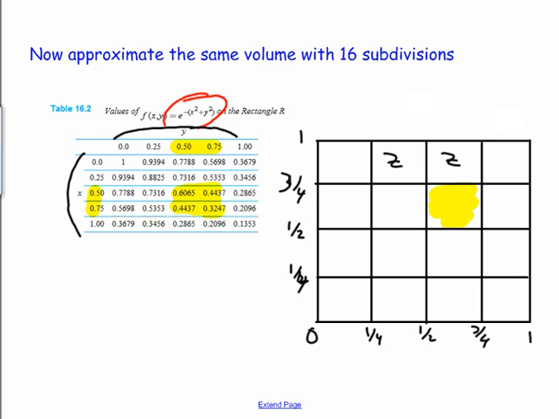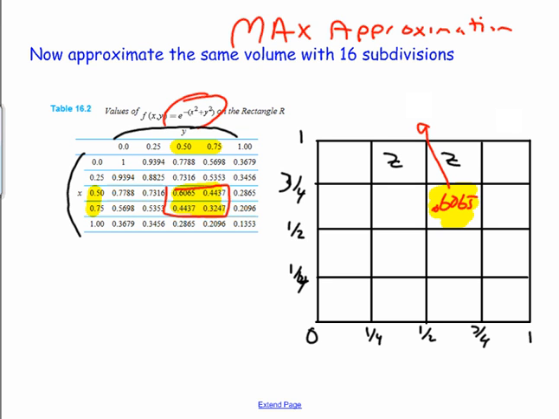So if I wanted to find a max approximation, what I would do is say, okay, well, which one of those z values in this region is the biggest? And clearly the biggest value is 0.6065. So the little bit of volume, the change in volume from that one box, is going to be 1/4 squared, and that's the area, times the z value, 0.6065.